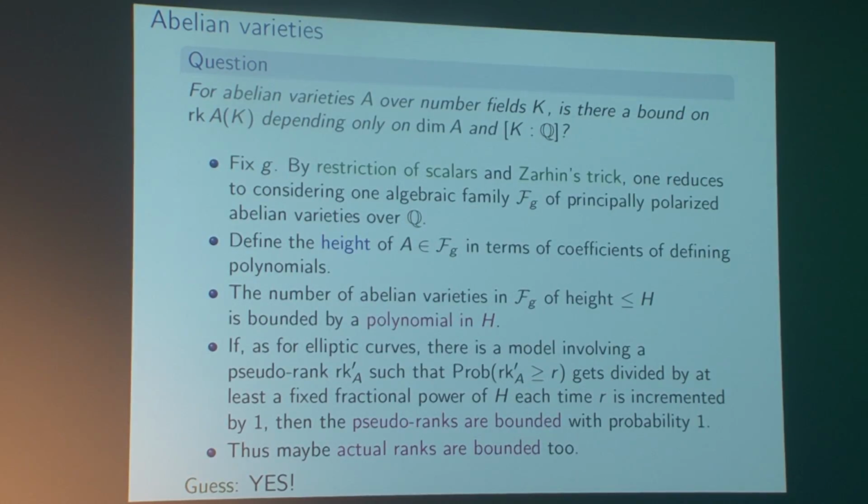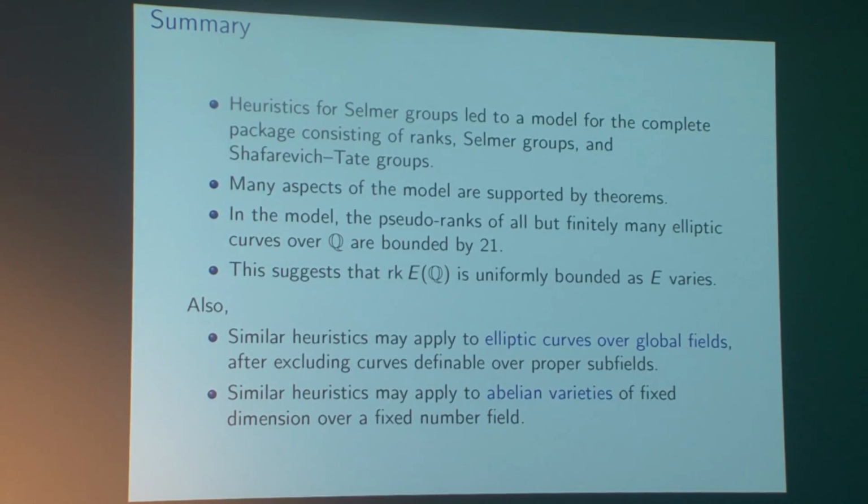All right, so that's pretty much it. Let me now end, in my last 3 minutes, by summarizing what just happened in this last 45 minutes. We had heuristics for Selmer groups, and that led to a model for the whole package, not just for Selmer groups, but also predicting Shafarevich-Tate groups and ranks all together. Several aspects of the model are supported by actual theorems. So there are reasons to believe that the model is correct. At least it's correct.